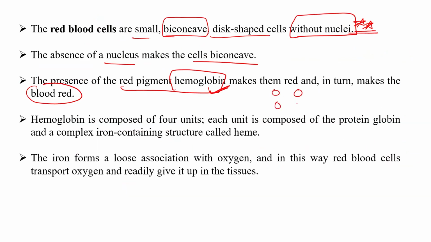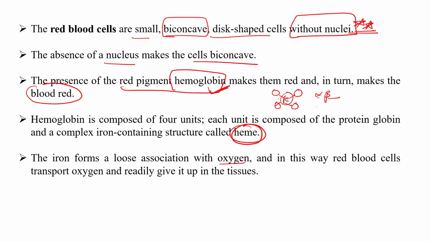So it has 4 units of alpha and beta globin. Each unit is composed of the protein globin and a complex iron. Therefore, iron is very important for us because it forms an iron-containing structure called the heme, which is a major composition of the hemoglobin. The iron forms a loose association with oxygen.